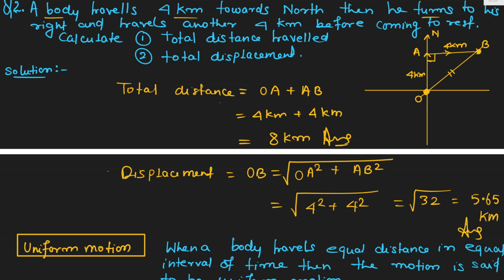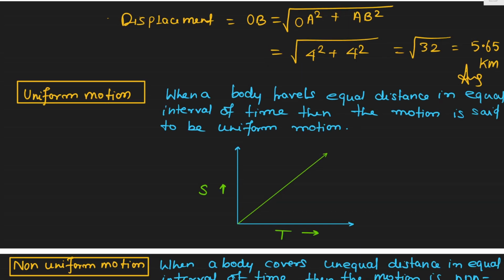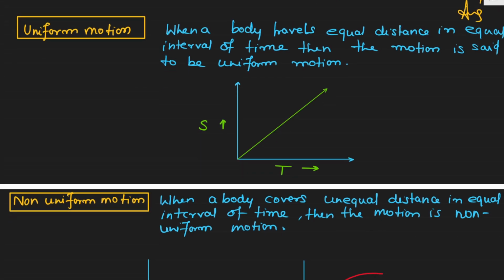Now next is uniform motion. We did this question, now coming to the next topic, uniform motion. When a body travels equal distance in equal interval of time, then the motion is said to be uniform motion. Here you can see S and T, with equal intervals of time. So with respect to time, if a body travels equal distance in equal interval of time, then it is uniform motion.